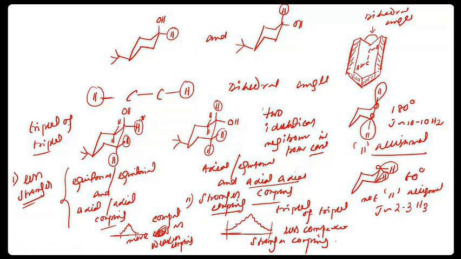So by identifying the spectrum first and then observing the nature, we can easily say whether this is this one or this one, provided we know this fantastic phenomenon: the couplings depend on the dihedral angle.